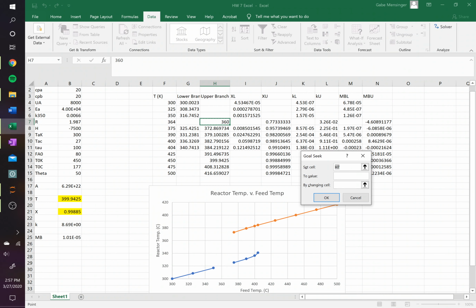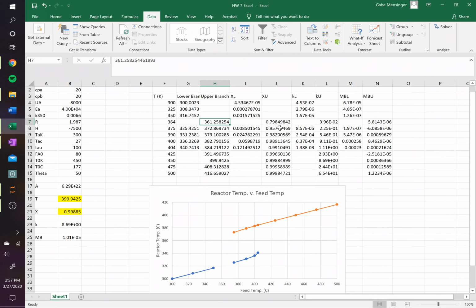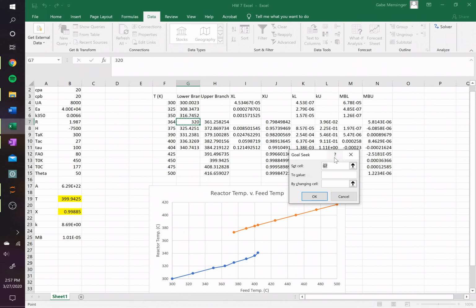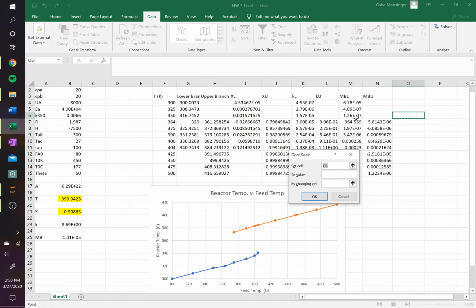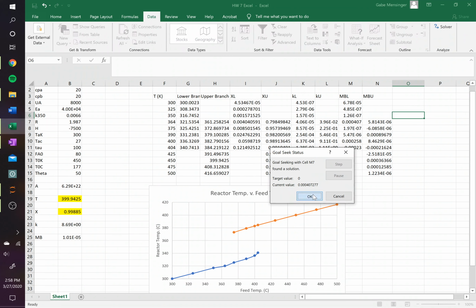It's a lot of trial and error, guessing and checking. See, this one solved, and this number makes sense. So we can also solve for a solution here. This one would probably be about, let's try 320. Oops, I have to drag all these up. There we go. So that's all.